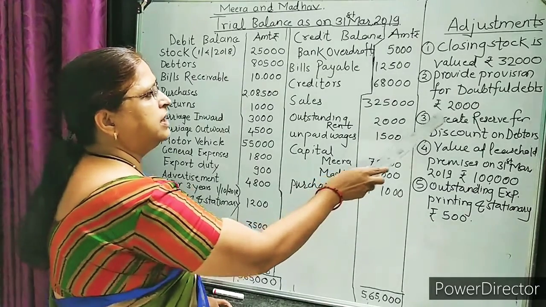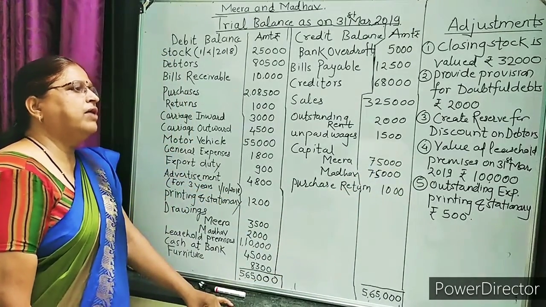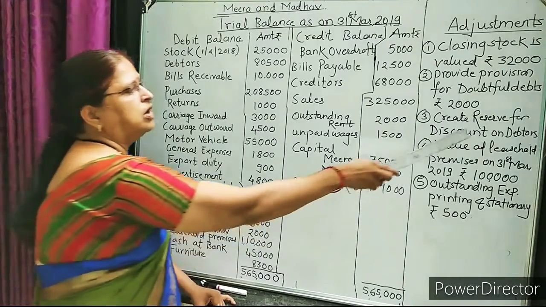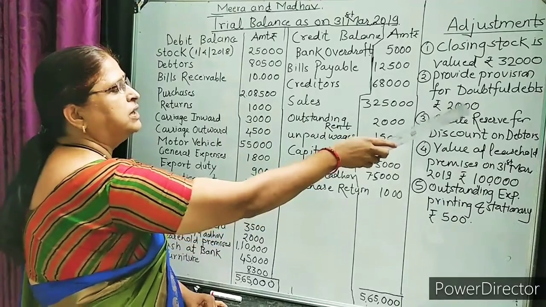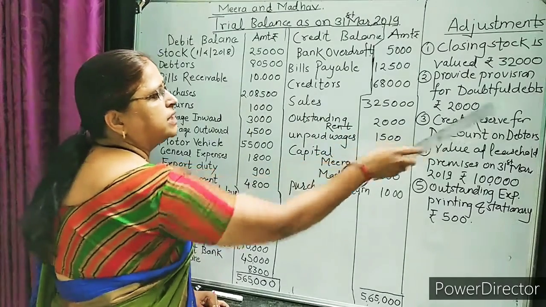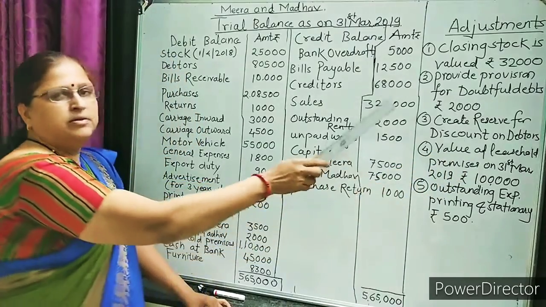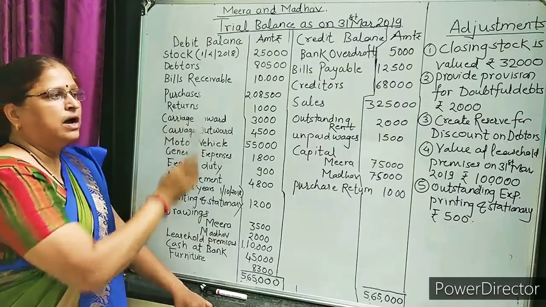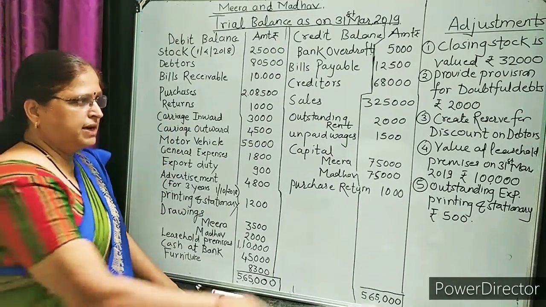Third adjustment, create reserve for discount on debtors. Again, we have to create the reserve for discount on debtors. First, we have to deduct from debtors this 2,000 and then we have to create the reserve for discount on debtors which is 3%. And we have to deduct from the debtors. Again, it is the expense of the business, profit and loss account debit side.